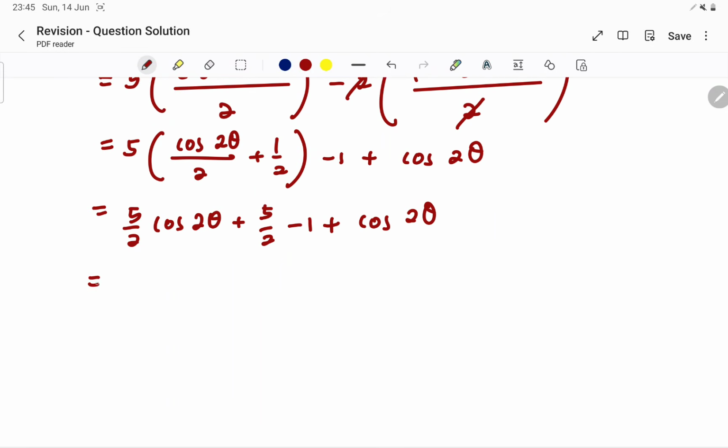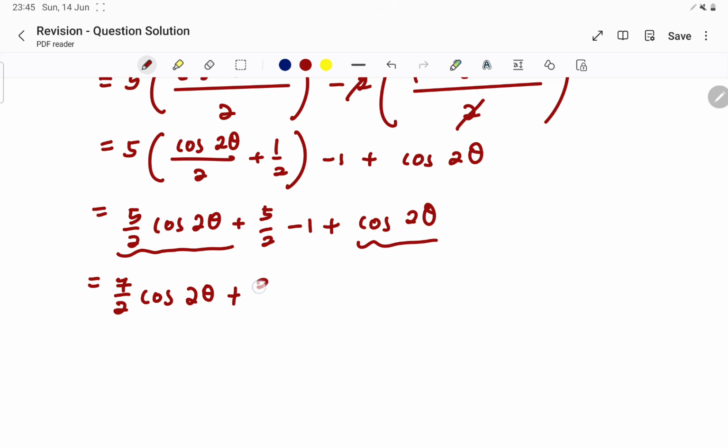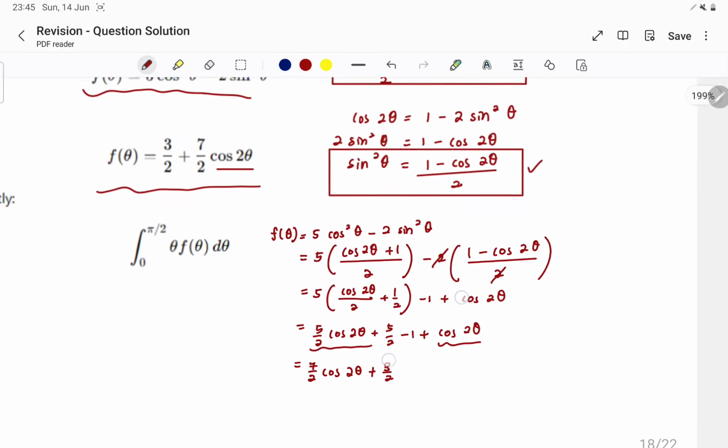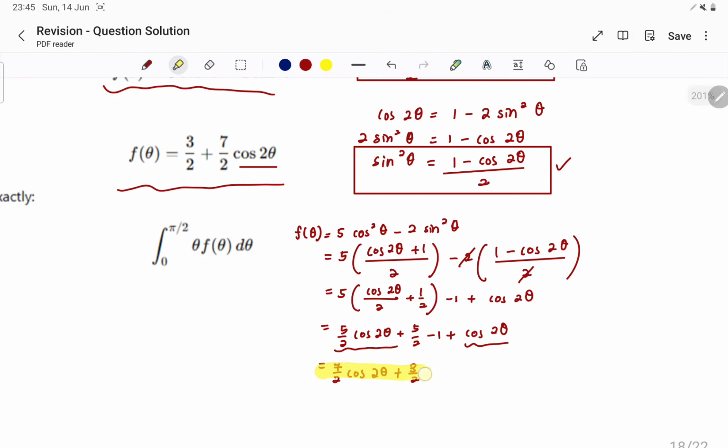Then from here you combine them together. So 5/2 cos 2θ plus cos 2θ, you're going to get 7/2 cos 2θ, plus 5/2 minus 1, you're going to get 3/2. So basically, if you see here, it is shown already that it is similar to f(x) here, which you have shown. So that settles question 1.